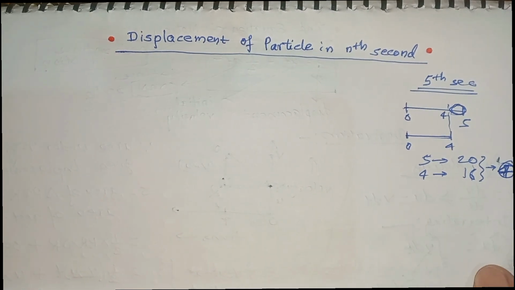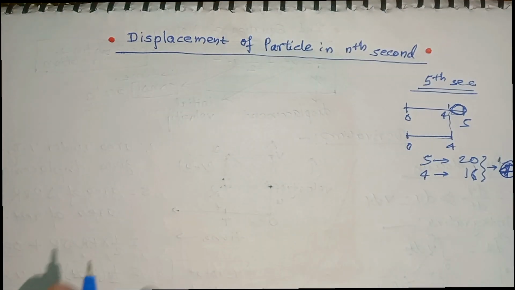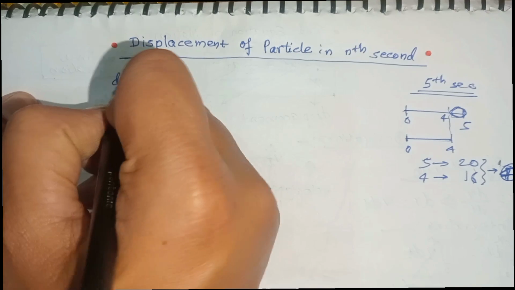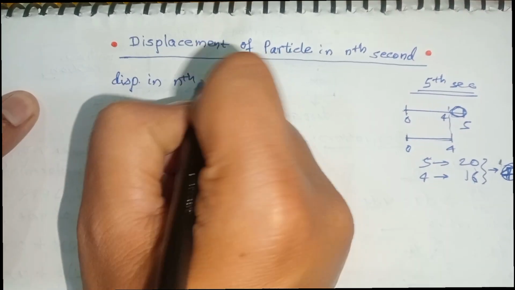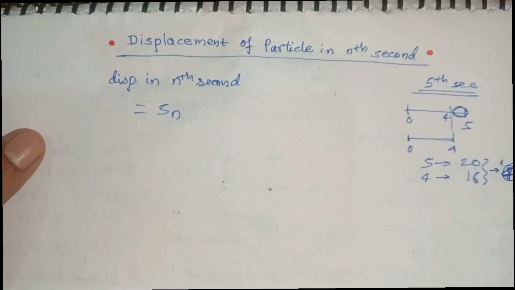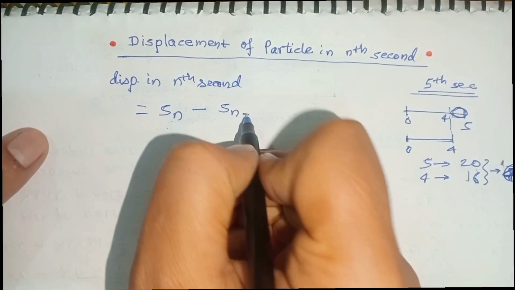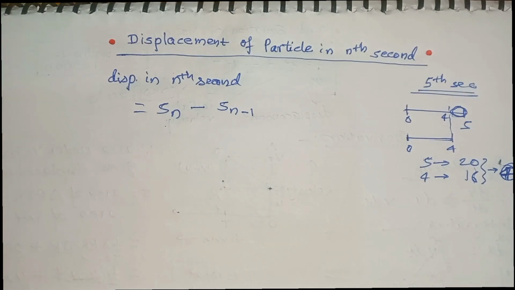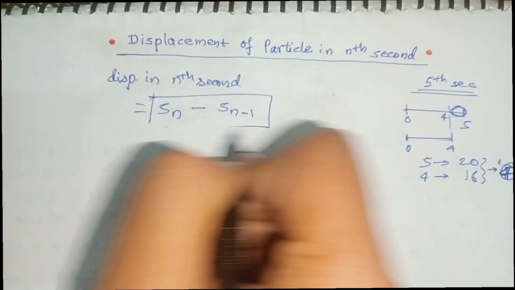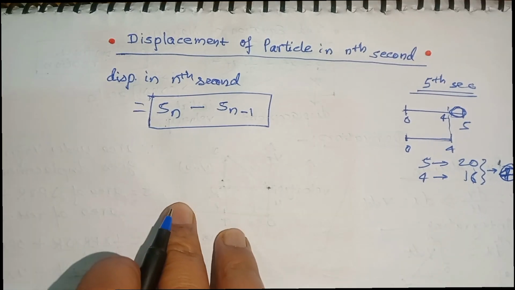Okay, this type of question is: displacement of a particle in the nth second, exactly that second. Displacement in the nth second will be equal to displacement in n seconds minus displacement in n minus 1 seconds. Okay, this is the complete formula. This is the technique to find it out. The formula will be coming later.